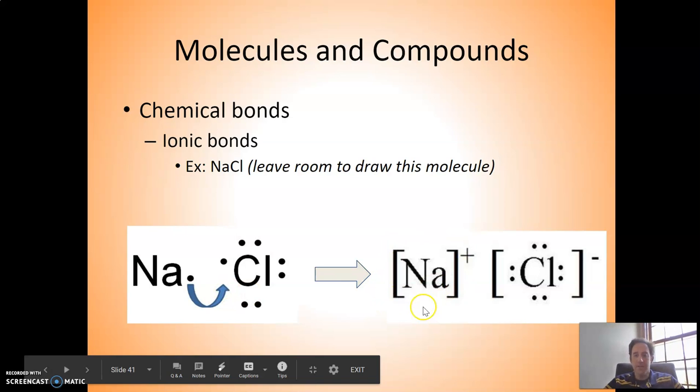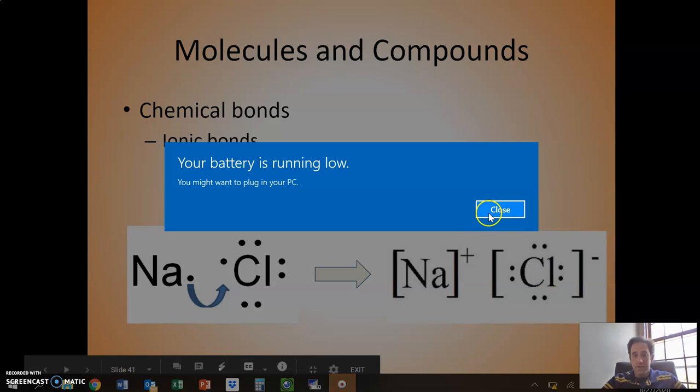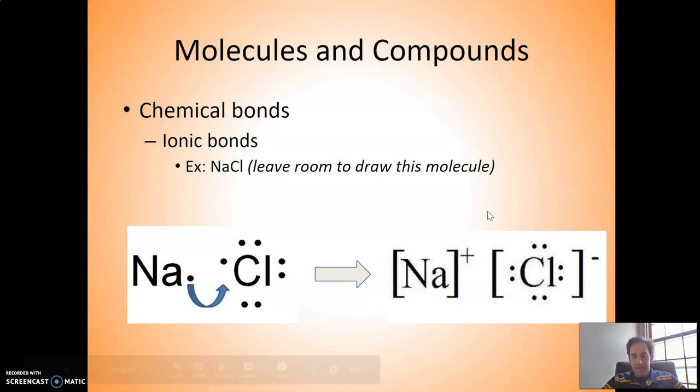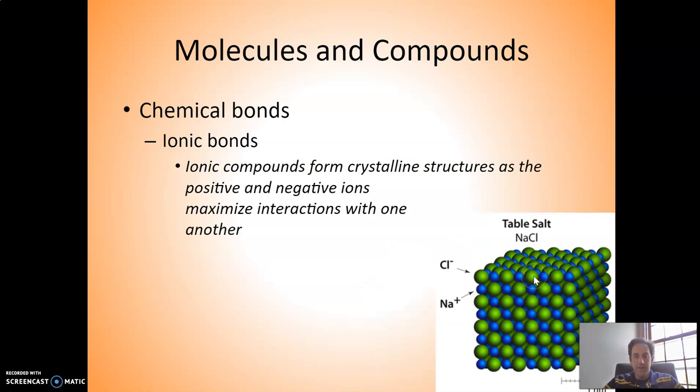And when it does, it becomes positively charged because it's lost a negative. Chlorine becomes negatively charged because it's gained a negative. Both have satisfied the octet rule and they're happy. And then we call them ions because they're charged. But here's the thing, positive charges are attracted to negative charges. And so these are drawn together and they form an ionic bond. An ionic bond is simply that attraction between that positive and negative ion.